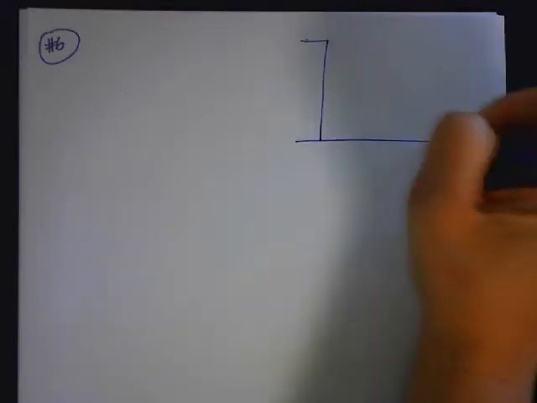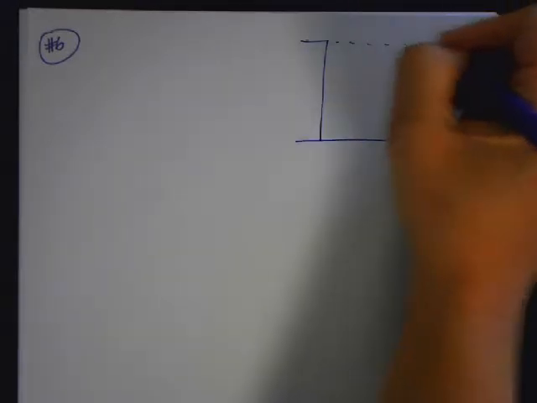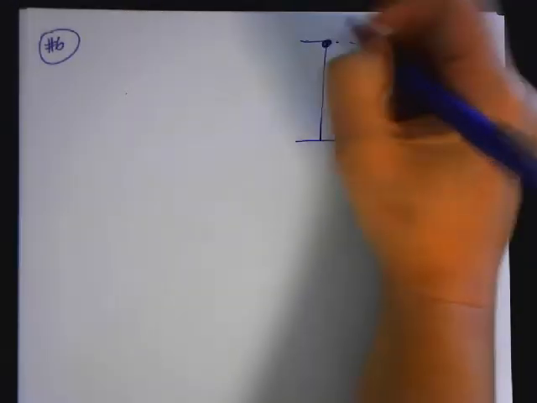Number 6 from the mixed review handout says a projectile is shot from the edge of a cliff 125 meters above the ground level with an initial speed of 65 meters per second at an angle of 37 degrees. So the first thing you have to do is draw the picture. Again, this is where motion begins.